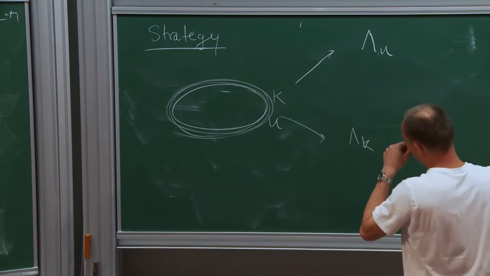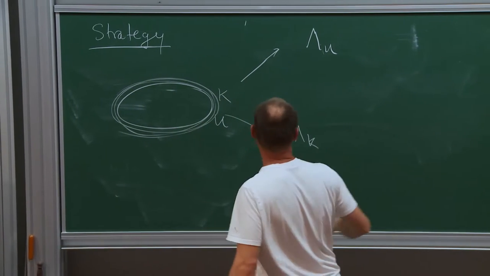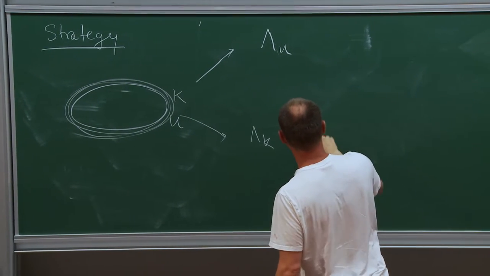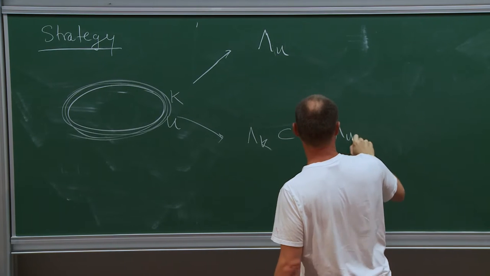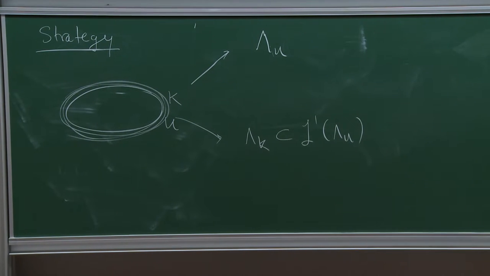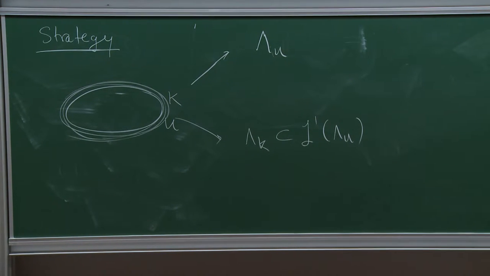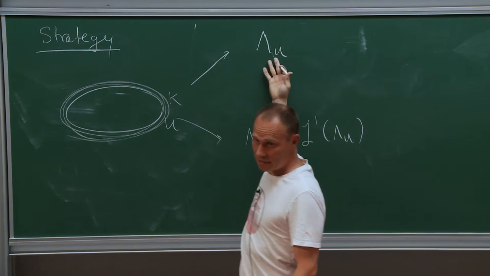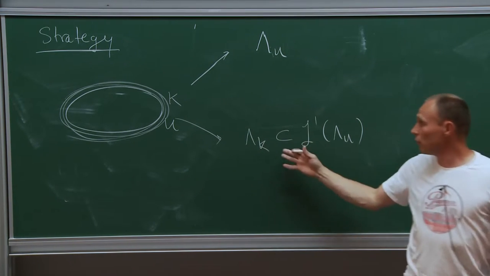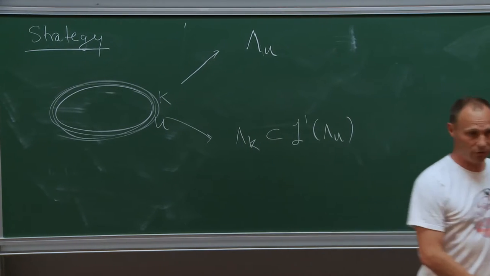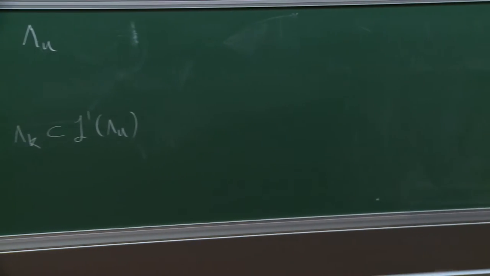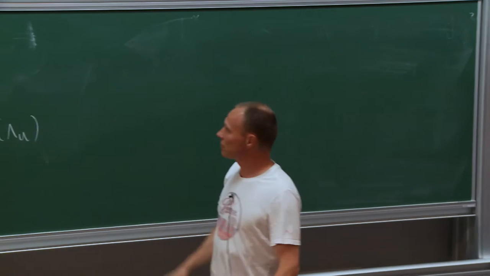But then, in fact, if you think about it, this Lambda K sits now inside some one-jet small neighborhood of Lambda U. So in order to calculate the thing, we'd need to understand all the holomorphic disks on Lambda U, and then all the trees between Lambda K and Lambda U. And this is actually something one can do. Let's start with Lambda U.